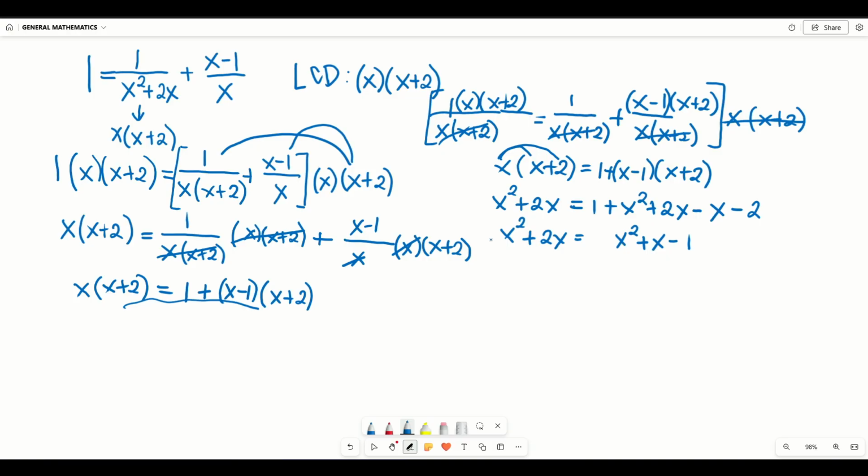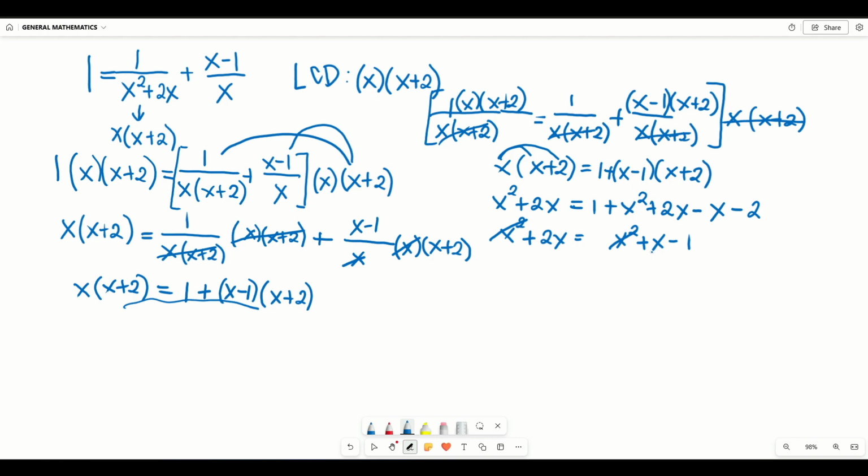And since I have here an x squared, may x squared din ako dito sa kabila, pwede ko silang i-cancel. Or, I can transpose x squared to the other side, and that will be x squared minus x squared, that will be 0. Kaya siya na-cancel out. And then, kung mapapansin ninyo, na-cancel na kasi natin yung x squared, ano na lang ang matitira? We have 2x, x, and negative 1. So, ang highest degree ng x natin, or the highest exponent ni x ay 1.